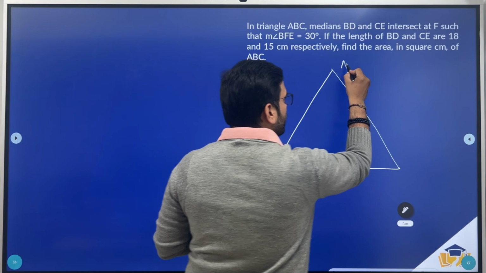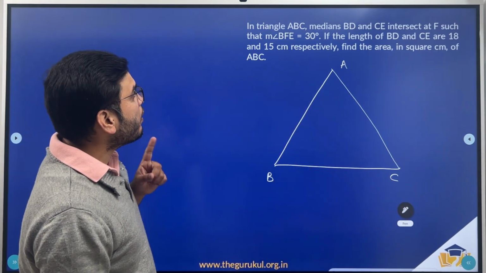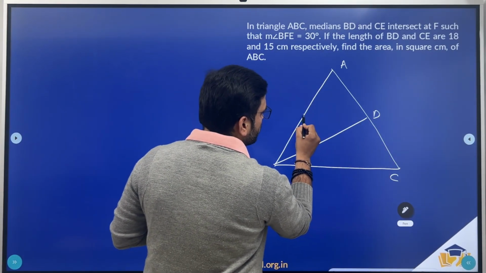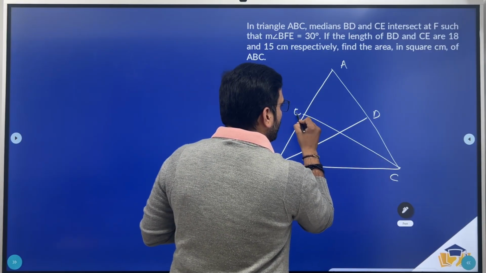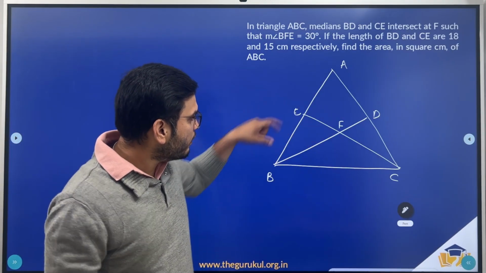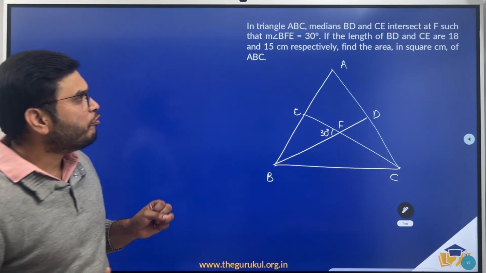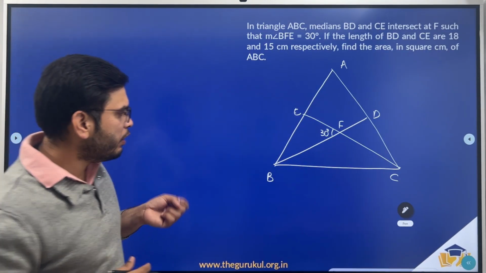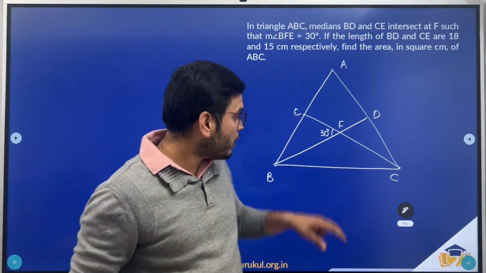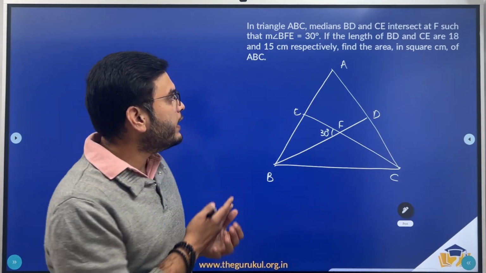So let this be A, B, and C. Now BD and CE are medians, right? So we have BD, median, and also CE intersecting at F such that measure of angle BFE is 30 degrees. Now BD is 18 centimeters. Let me divide BD into 3 parts, because we know that this centroid F divides medians in the ratio 2:1, right? So 18 to 3 parts.